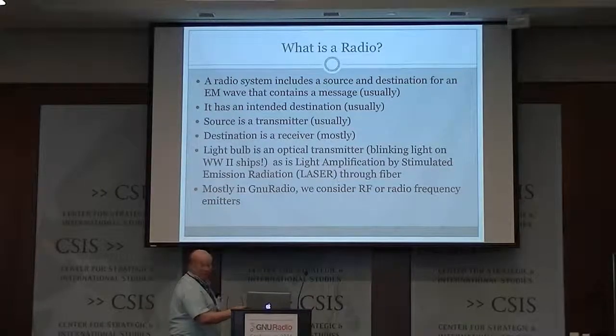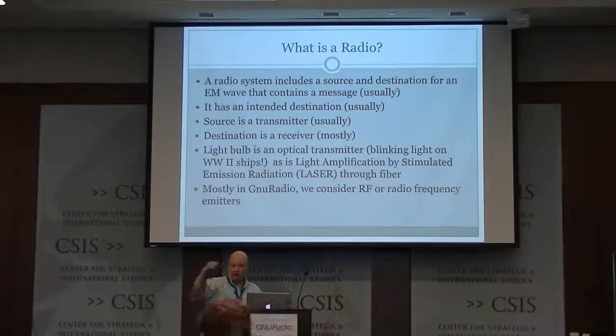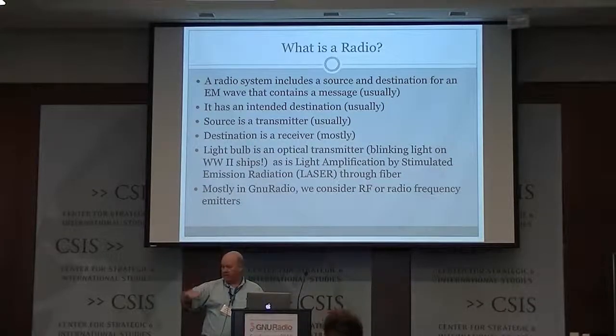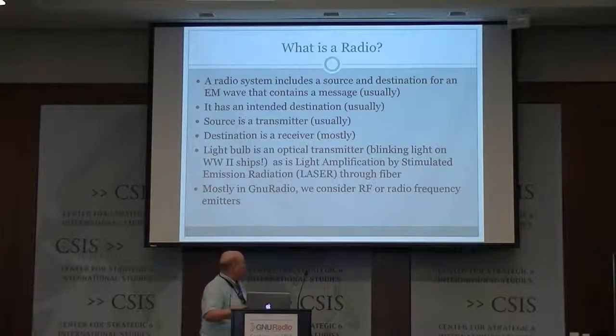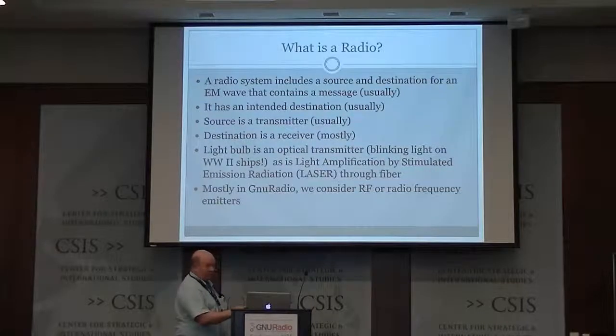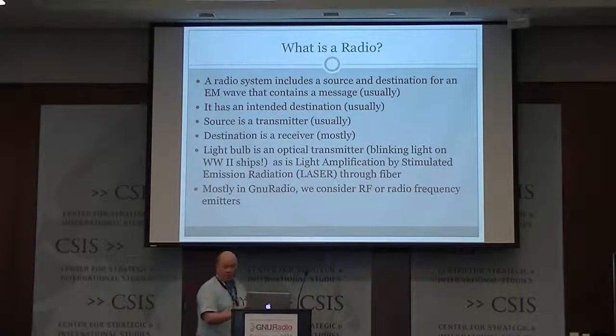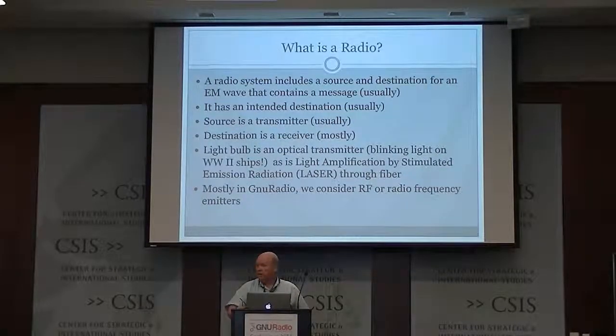Okay, so a light bulb is an optical transmitter. And remember the blinking lights on ships in the Navy, where they were blinking out Morse code as they plowed through the German and Japanese subs and others? Okay, glad those days are over. You could have light amplification by stimulated emission of radiation, or a laser feeding fiber optics. So with most things in the radio, we consider RF, or radio frequency systems.